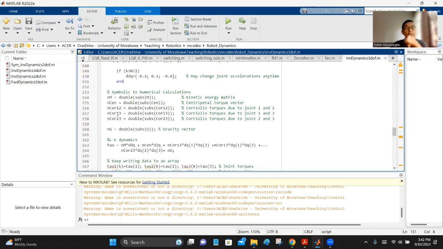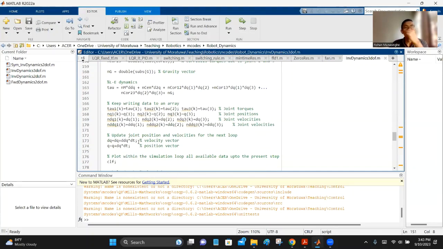So these are the conversion of the symbolic variables to double format, and get the numerical values, because in the loop simulation, you can't have symbolic math. You have to have numerical values to calculate. So you can have symbolic values, but you have to immediately calculate their numerical values. So that's what's happening over here. Then this is the dynamic equation, tau. It calculates all of the three torques for the 300 samples in the simulation.